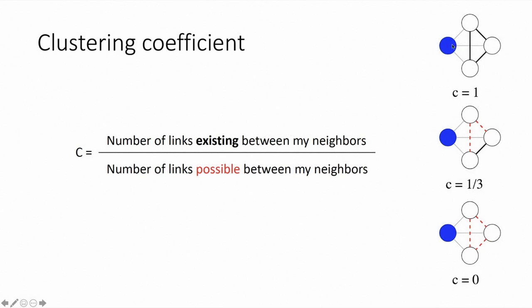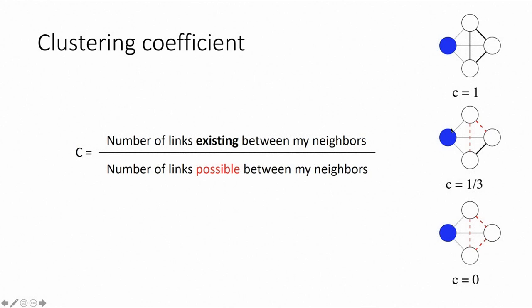So the clustering coefficient of a clique: I'm the blue node now, I have 3 friends. All the 3 friends are also friends with each other. So we have the number of existing links between my neighbors, 1, 2, 3. And what's the number of possible links between my neighbors? That's the maximum number, so it's 3. So my clustering coefficient is 1.